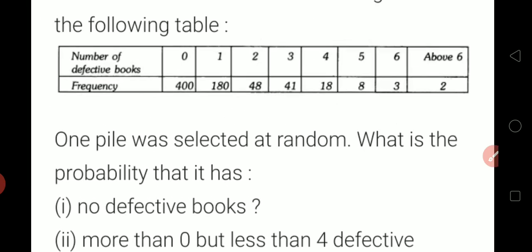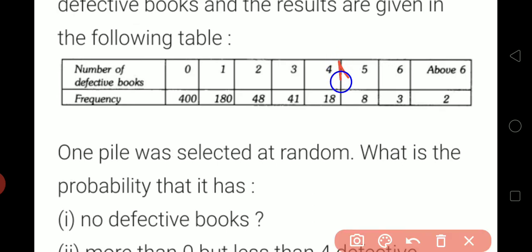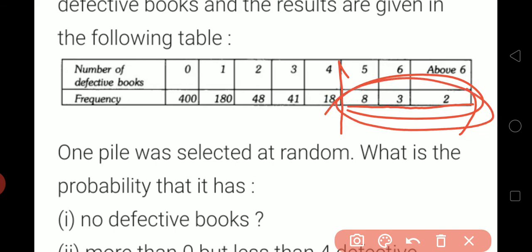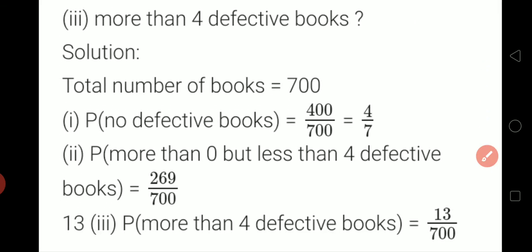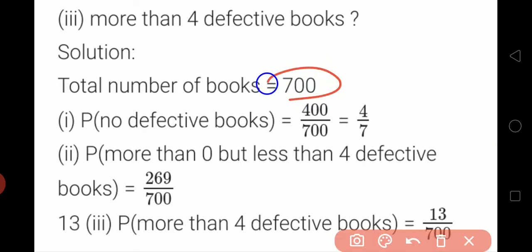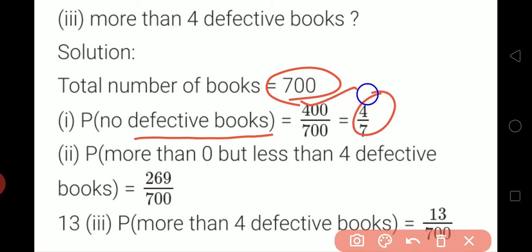In the third one, more than 4 defective books means more than 4, not equal to 4. So we will add 5, 6 and above 6. So these 3 will be added, right? So let us start the solution. So total books were 700 and the probability of no defective book is 400 by 700, after cutting you will get 4 by 7. Then more than 0 but less than 4.